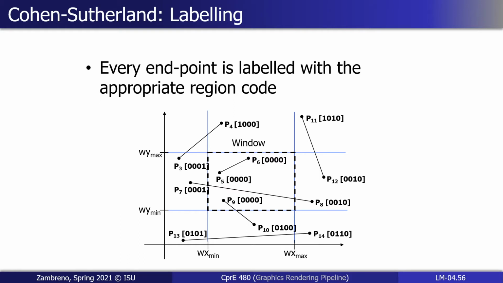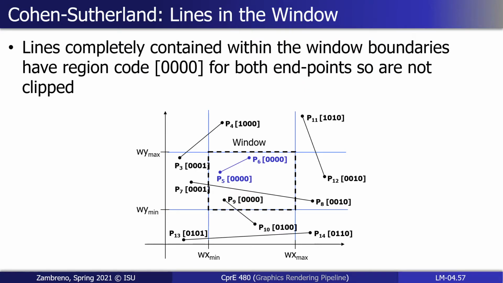So we first start off and we just label the points with the corresponding region code associated with it. And that at least lets us know very quickly, well, if we have 0000 for both of our endpoints, we're good. We are done. We don't have to do any clipping at all. Let that primitive pass on. So far, so good.